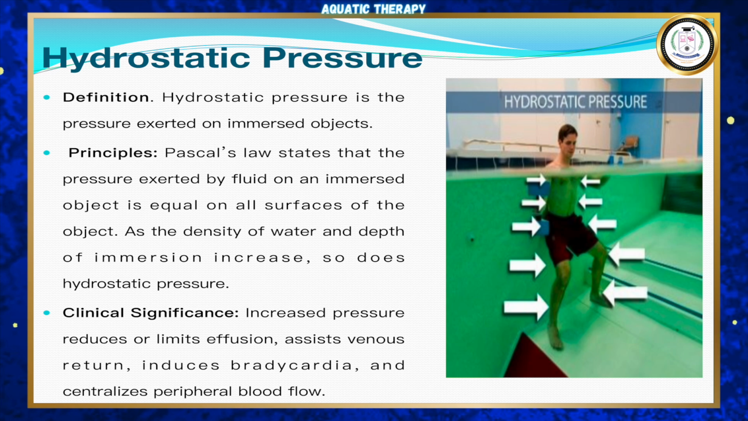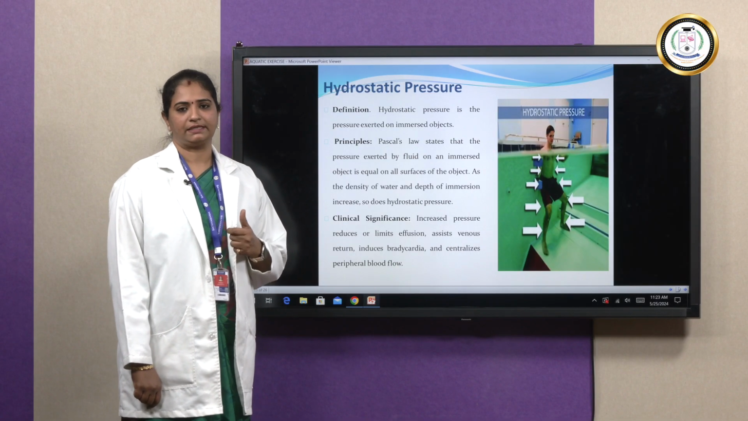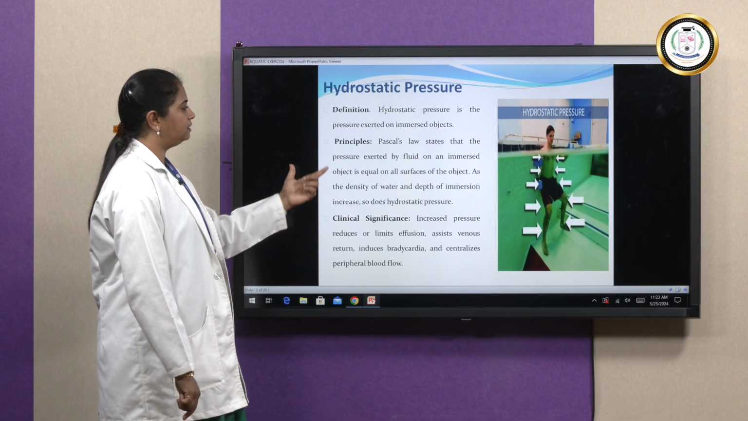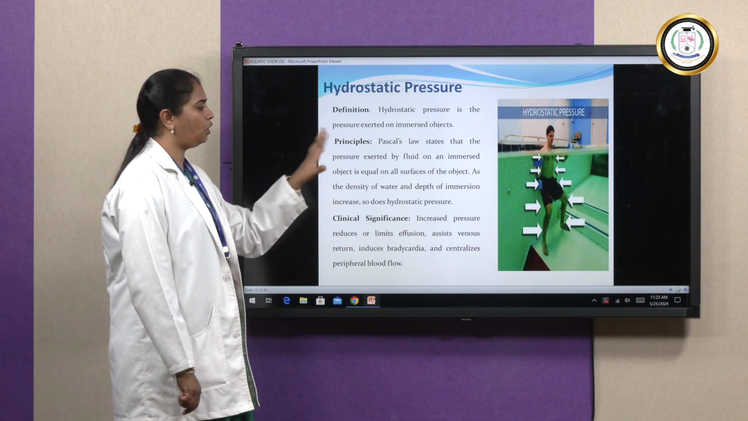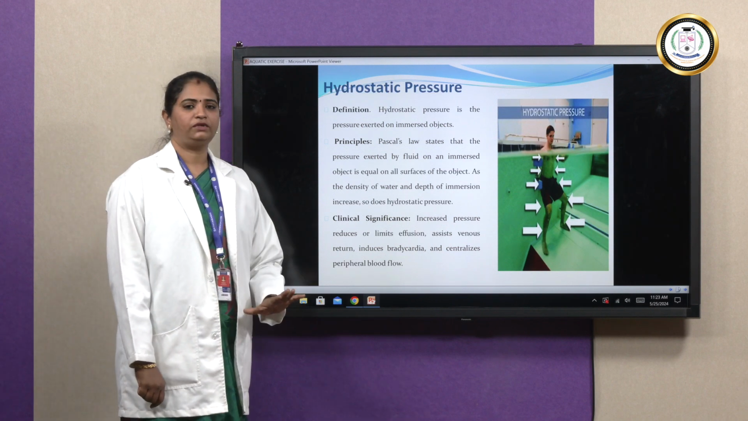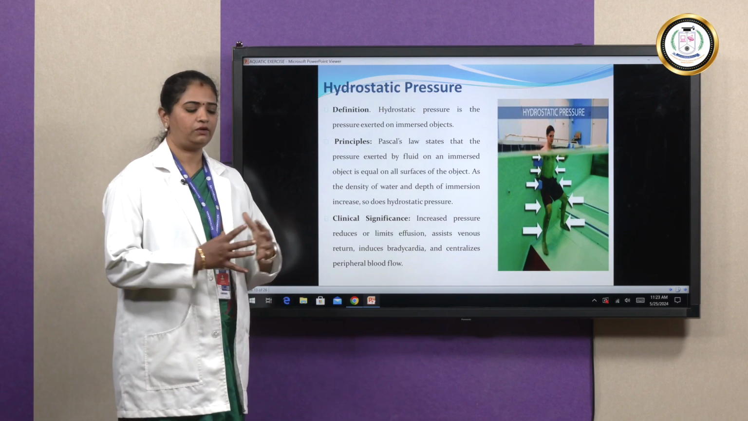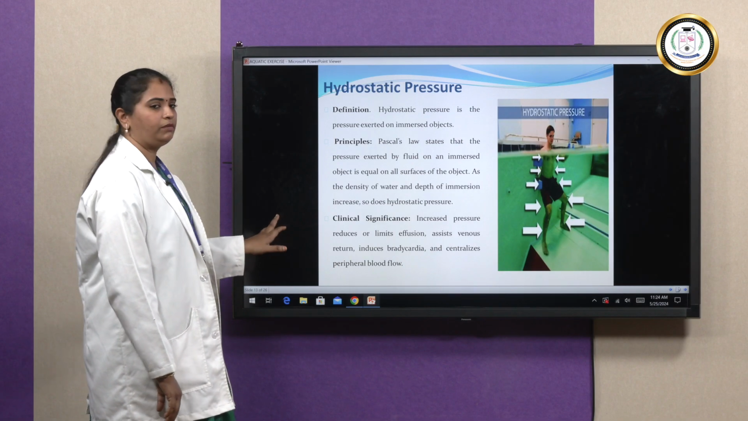The hydrostatic pressure. Definition: hydrostatic pressure is the pressure exerted on objects on all sides. The principle that is followed is Pascal's law. It states that the pressure exerted by the fluid on the immersed object is equal on all surfaces of the object. As the density of the water and the depth of the immersion increase, the hydrostatic pressure also increases. Clinical significance: reduces limb effusion and assists venous return, induces bradycardia and centralizes peripheral blood flow.